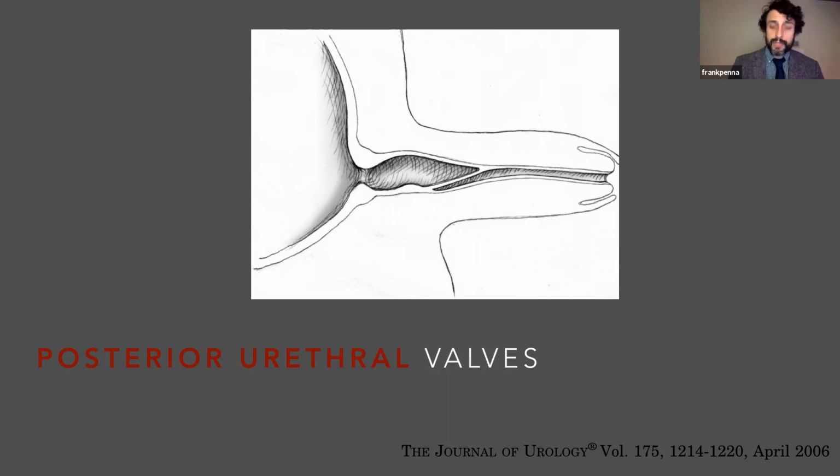Posterior urethral valves, this is an important condition. And I've had a run of valves since I've been here. I've had at least 4 in the past year since I joined the group here. It's about 1 in 5,000 boys, okay?